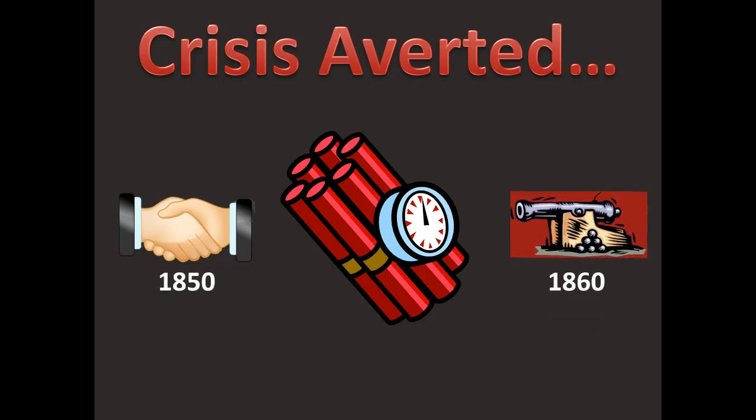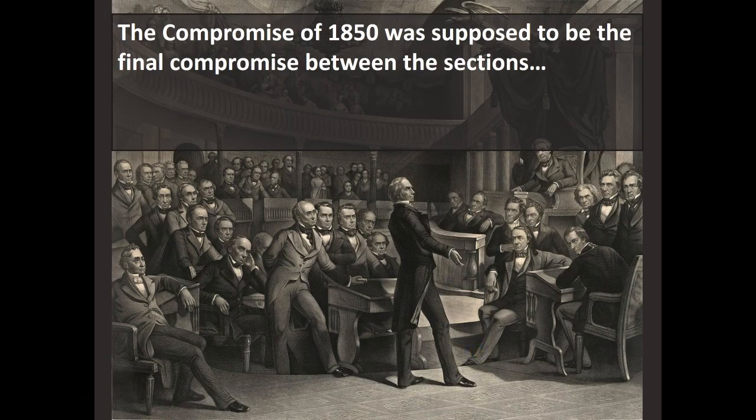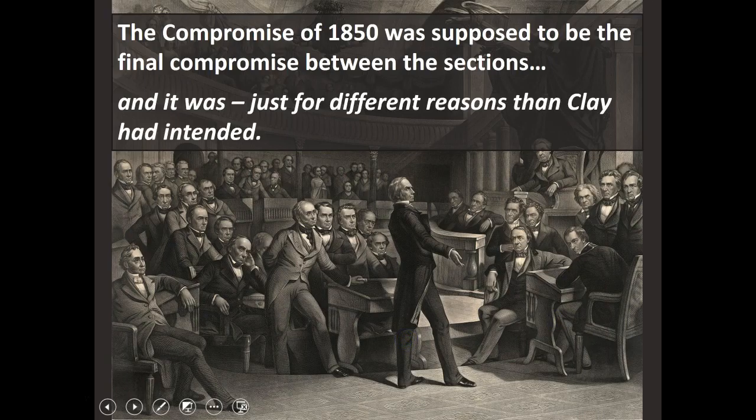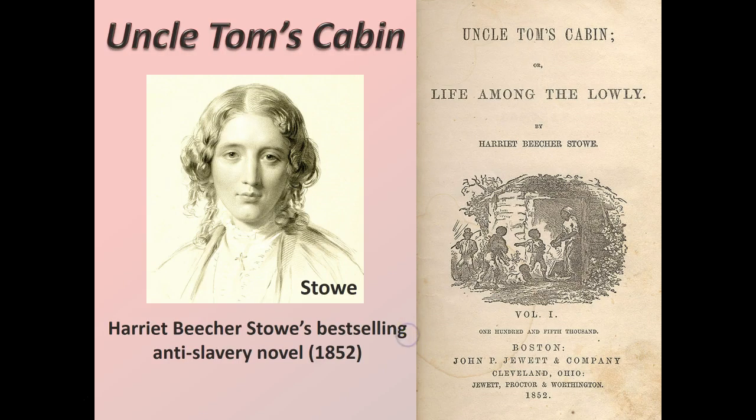Right, admitting California as a free state wasn't a guaranteed thing, although it should have been admitted as a free state. And so it was supposed to be the final compromise between the sections, but as we're going to see, it wasn't the compromise that Henry Clay wanted to be the last. It was the final compromise, but it wasn't the final compromise that Clay intended. Right? There are no more compromises after this.